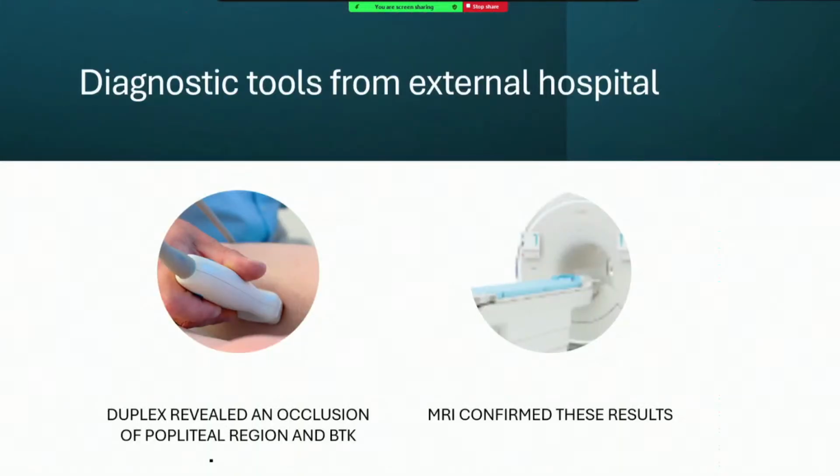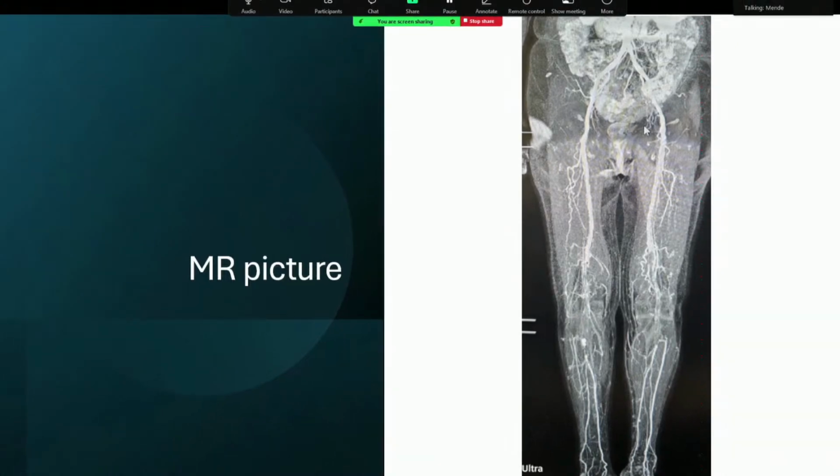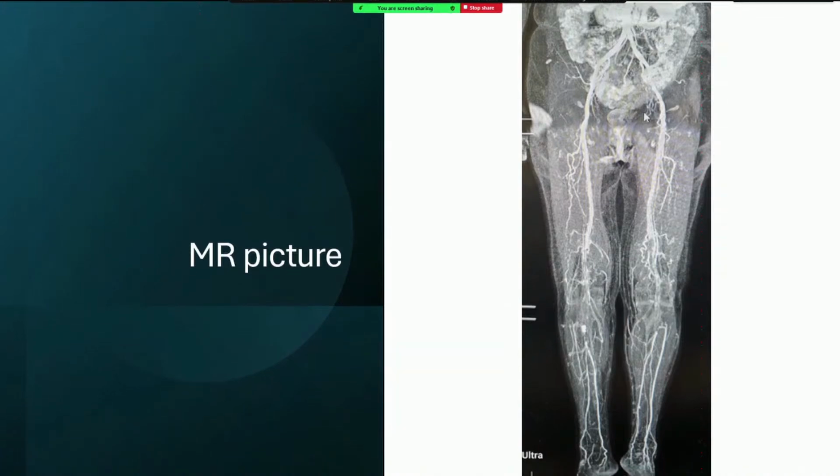So what do I have beforehand? I've got a duplex ultrasound, which revealed the occlusion of the popliteal region and the BTK region, and an MRI scan confirmed these results. Next slide, please. That's the MRI. I hope you can see what's happened. So the whole popliteal region is occluded on both sides. Quite a bit of collaterals can be seen, 2-vessel runoff on both sides, and a very uneven, not smooth vessel wall all through the vessels, which we can see here.